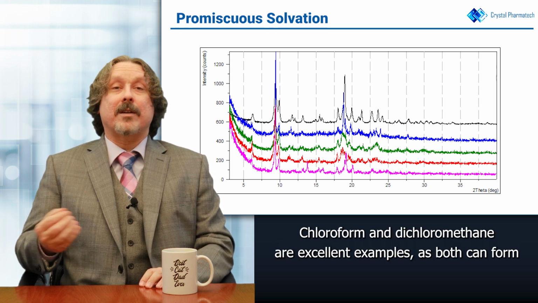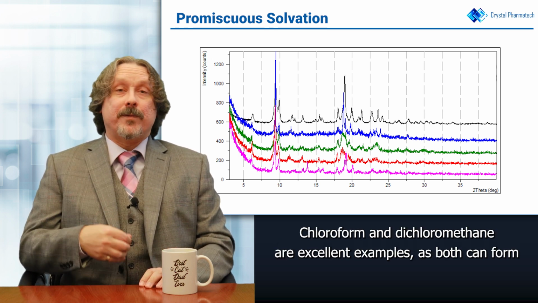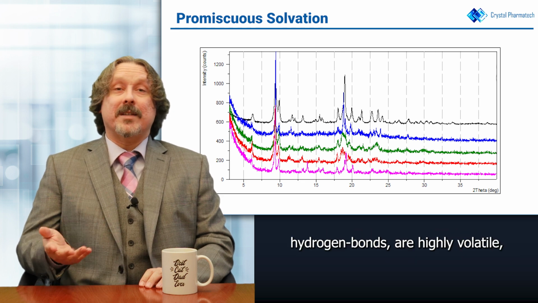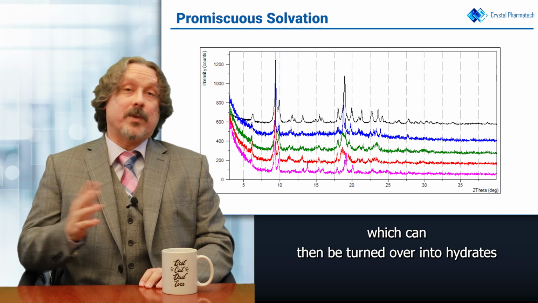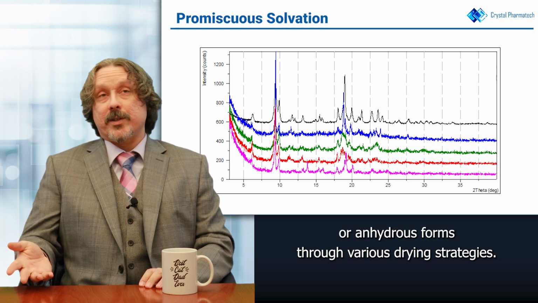Chloroform and dichloromethane are excellent examples, as both can form hydrogen bonds, are highly volatile, lending them to the potential to form solvates, which can then be turned over into hydrates or anhydrous forms through various drying strategies.